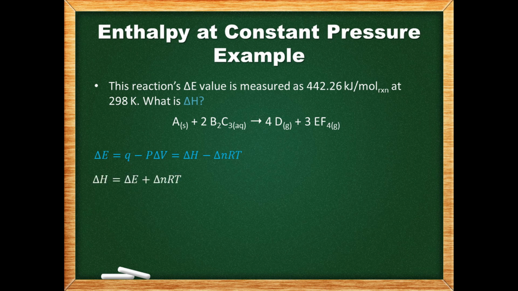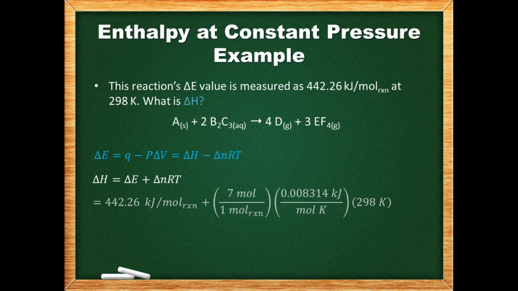Now we can rearrange the equation to isolate delta H and plug in values. There are 7 moles of gas as products, but none as reactants, so the change in moles is positive 7 moles per mole of reaction. Delta E was given in kilojoules and not joules, so we need to multiply our R value by a factor of 1 kilojoule over 1000 joules.